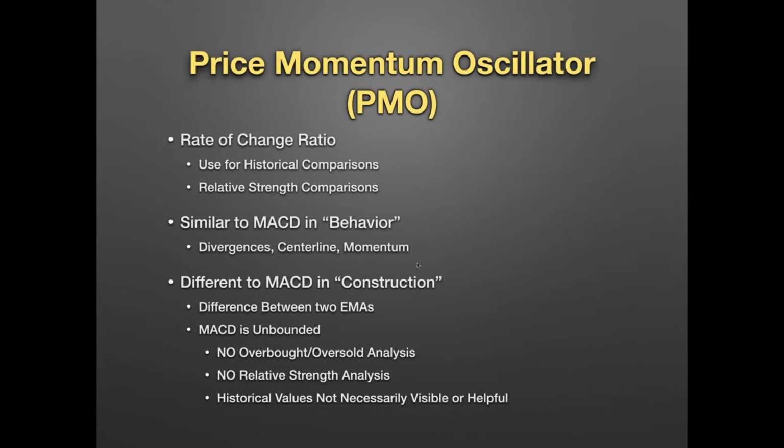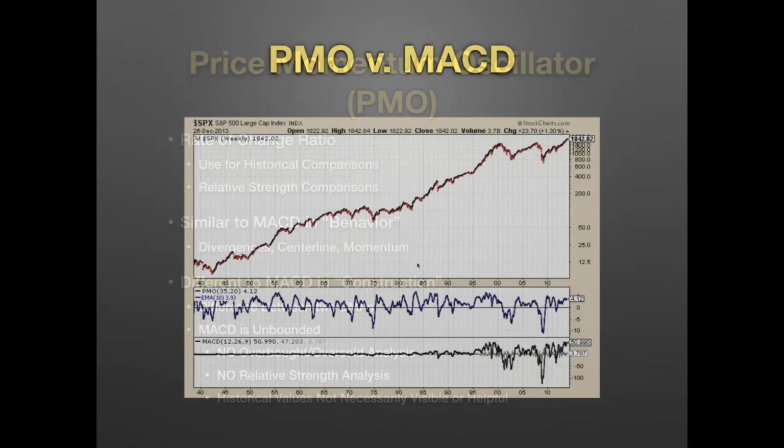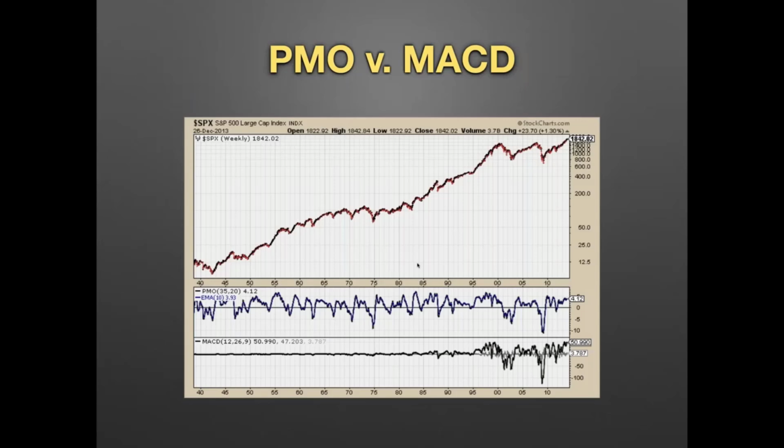I'm going to show you an example. Here is the S&P. This is a weekly chart, and notice the PMO. You can see all of the various movements of it. You can see when it's overbought, when it's oversold. It's very clear all the way through, whereas with the MACD, you start to lose what it's doing over time. So you can't make any comparisons historically with the MACD.